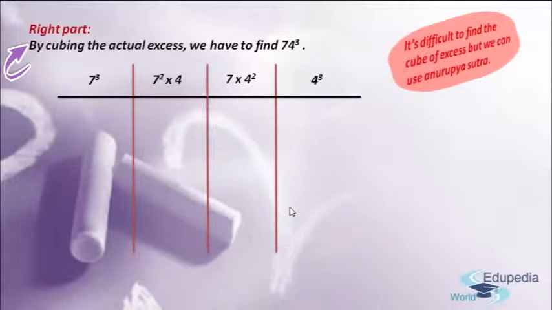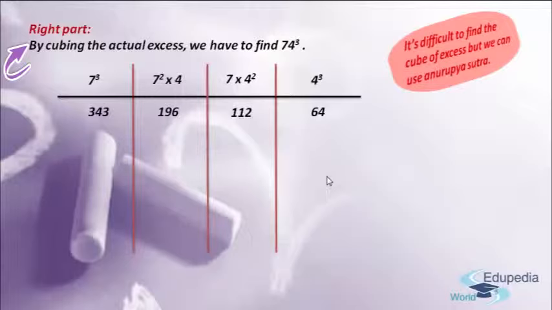Now I am going to write the answers of all these parts below the horizontal bar. If you do 7 cube, we get 343. If you do 7 square into 4, that is 49 into 4, we get 196. If you do 7 into 4 square, that is 7 into 16, we get 112. And finally, if you do 4 cube, we get 64.